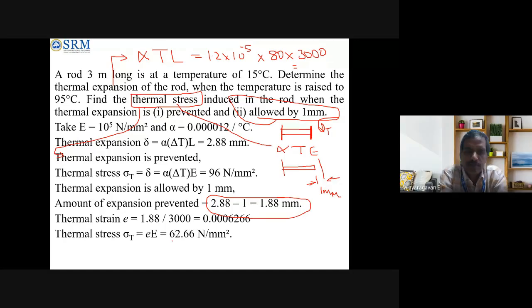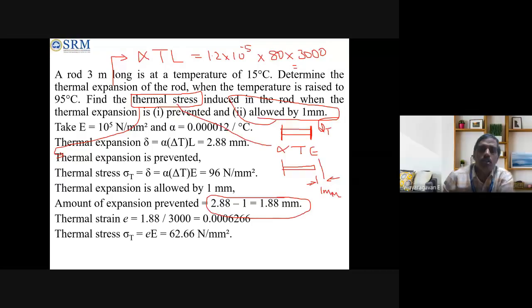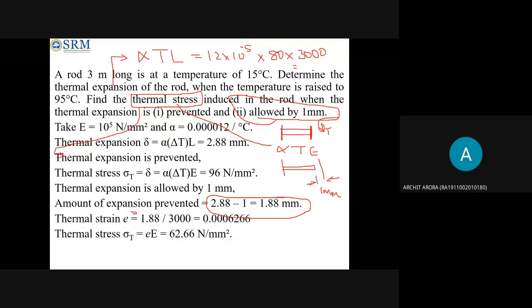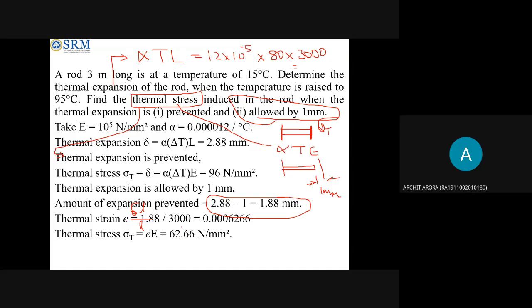Sir, 1.8 is not the original length, no, sir? What is the formula for strain? Strain is change in length by original length. The change in length, the expansion that is prevented, is 1.8 mm, divided by the original length, which is 3 meters. Is it clear? Okay, sir.